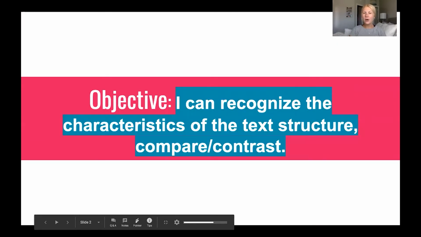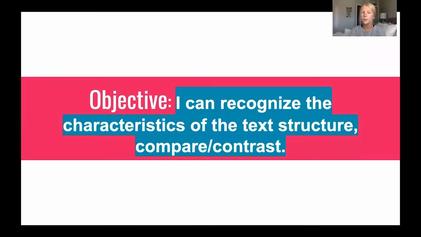Let's begin by going over today's objective. Our objective today is, I can recognize the characteristics of the text structure, compare and contrast. So today we're going to be focusing all on compare and contrast and how this text structure looks in differing text. So take a moment to read today's objective out loud or read it in your head and really focus on what we will be learning today.